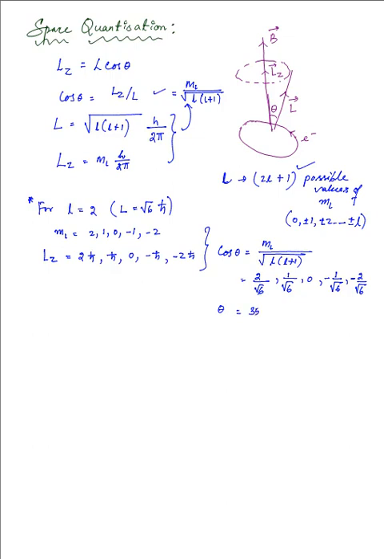That will roughly be equal to 35 degrees for the first one, 66 degrees for the next, 90 degrees when cosine theta is 0, and then 114 degrees, and then finally 145 degrees. This is the other way around, because 35 degrees, 180 minus 35 is 145 over here. So 35, 145, correspondingly 66 and 114.